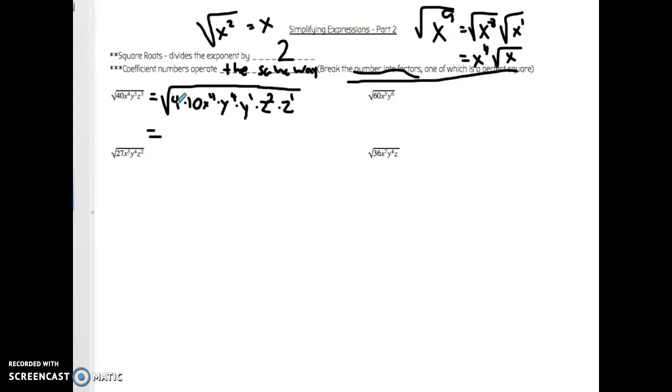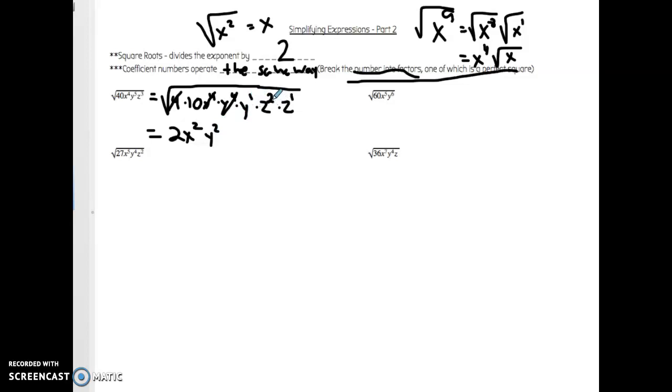So I can take the square root of 4. That's 2. I'm going to cross through it. It's done. I cannot take the square root of 10, and there are no more perfect squares inside of 10, so I'm going to leave that inside. The square root of x^4, just divide it by 2. It's x squared. The square root of y^4 is y squared. I cannot take the square root of y^1.